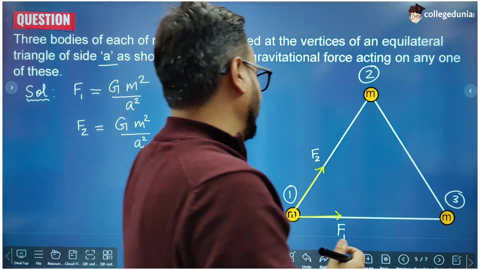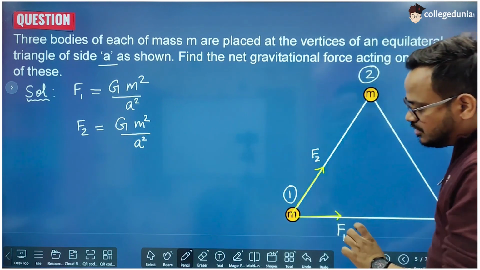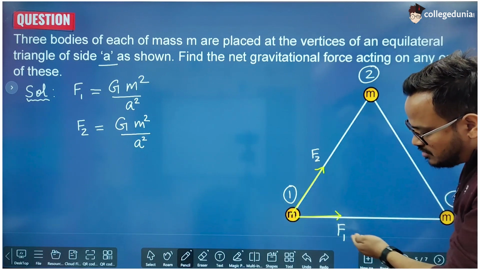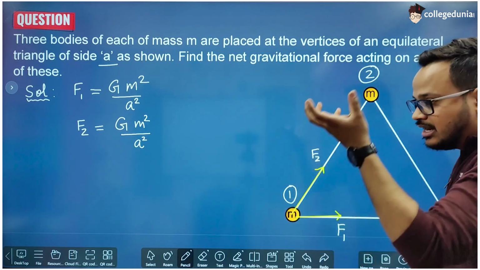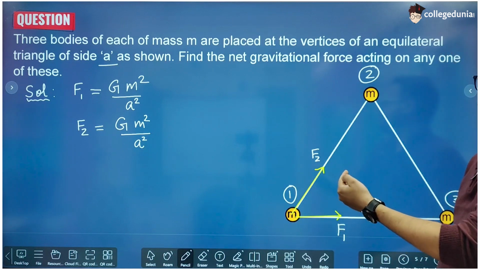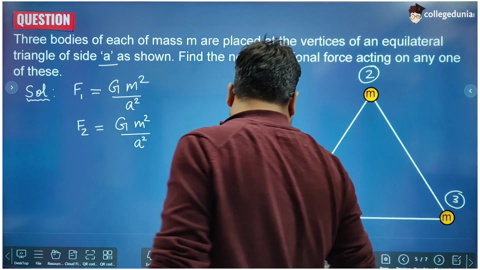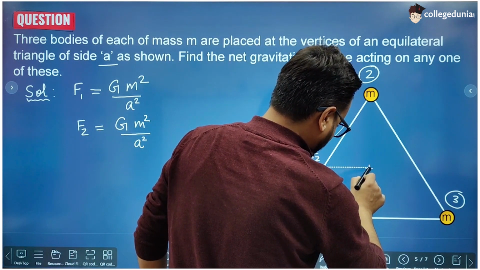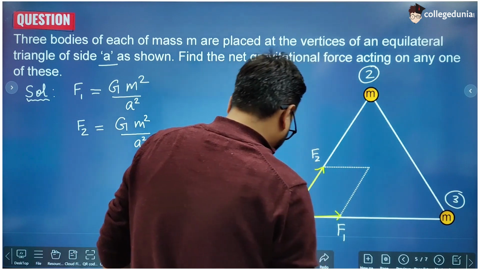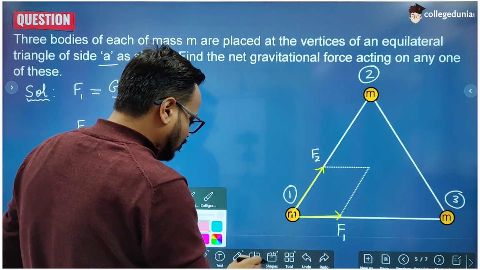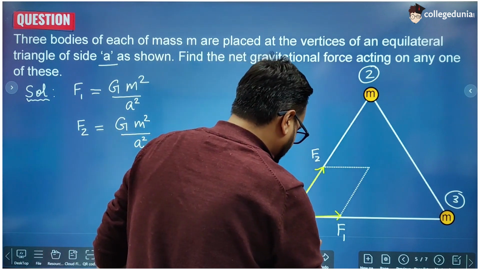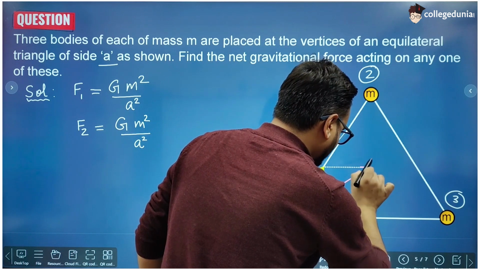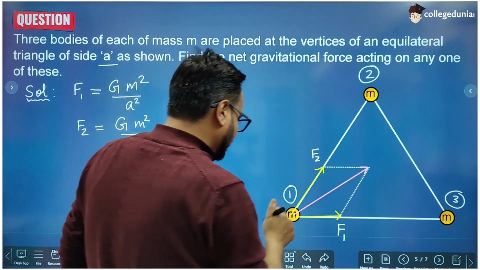Now what will happen if these two forces simultaneously act on body 1? This body is going to move towards this direction, and it is going to move at the same time in this direction also. So where will it go? That's why we have the parallelogram law, resultant of vectors. So let's complete this parallelogram and find the resultant. This body is going to move in the resultant direction of these two forces, which is this, right? And let's call this resultant force F.